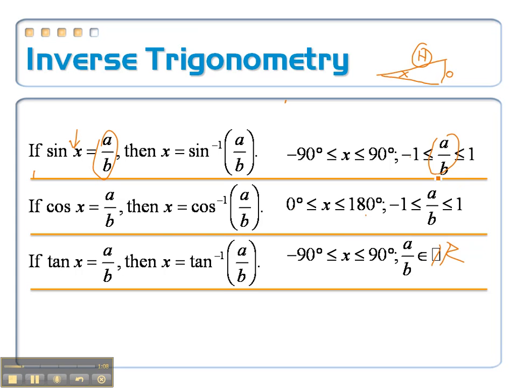So the same thing is true about cosine. But for the tangent, it's opposite over adjacent. This could be a small number divided by a big number, or a big number divided by a small number. It's not going to make any difference. You can have all real numbers there.